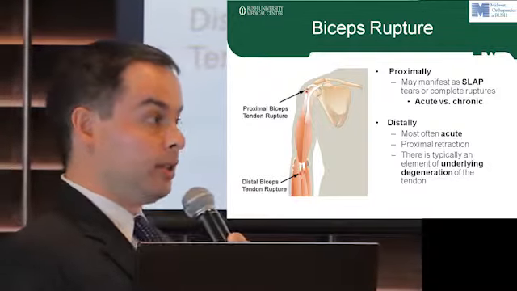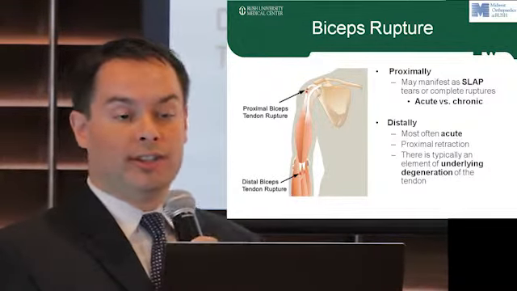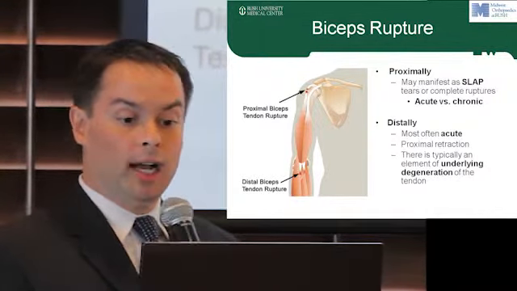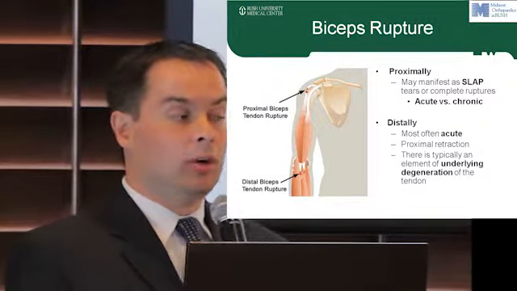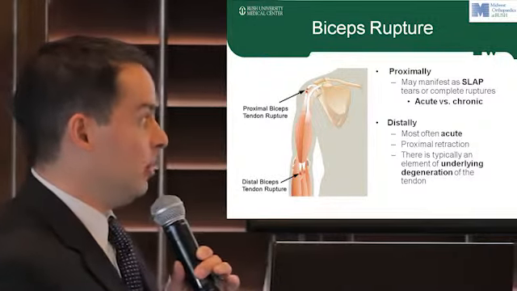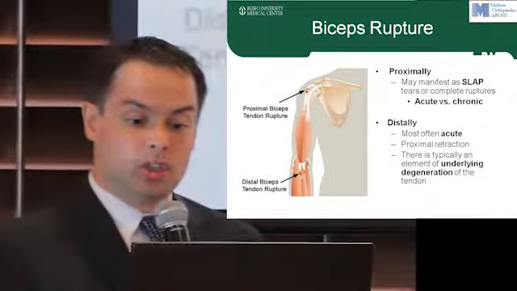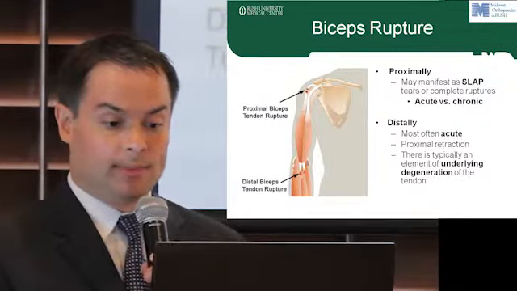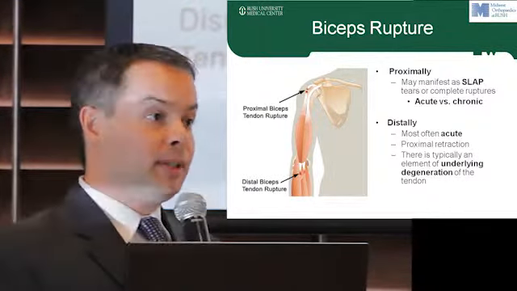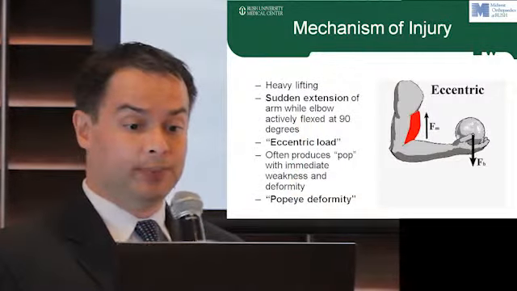Proximally, we're all used to hearing about SLAP tears. These can be either acute or chronic. Distally, it's typically more of an acute event, in the case of a traumatic or acute distal biceps tendon rupture. And as I mentioned previously, there's usually an element of degeneration.